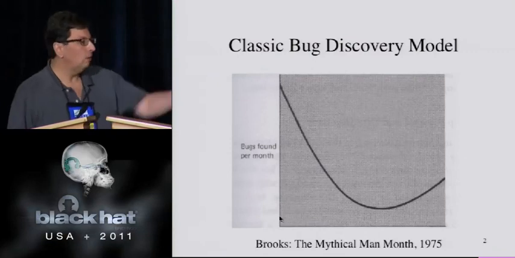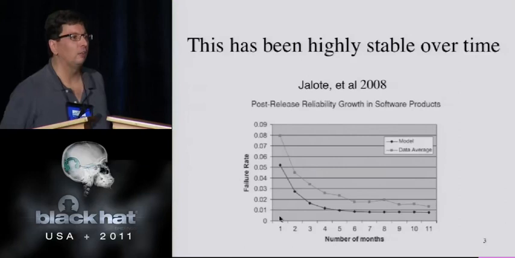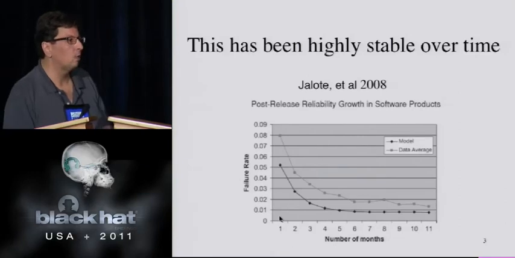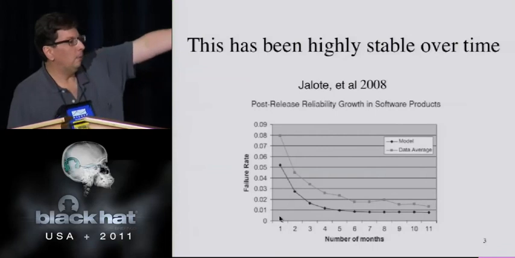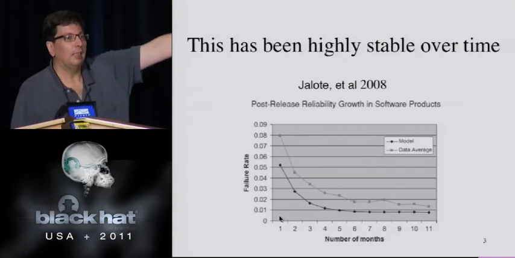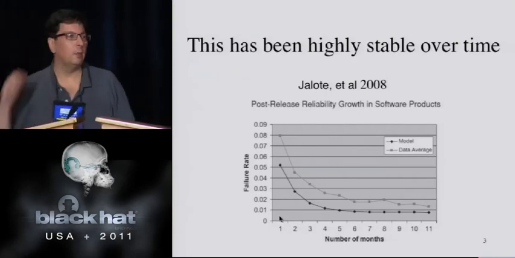But essentially, the important part of this curve is, for most of the life cycle, your bug discovery rate should be going down. And it turns out this graph from back in the ancient history, like the 1970s, before our great-grandparents were programming, has been remarkably stable over time. People have tried to measure it and discovered exactly the same thing. You get this decreasing rate of bug discovery.